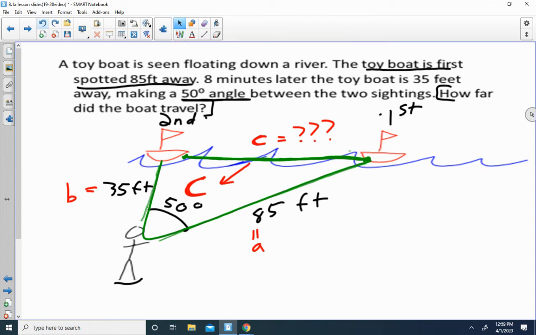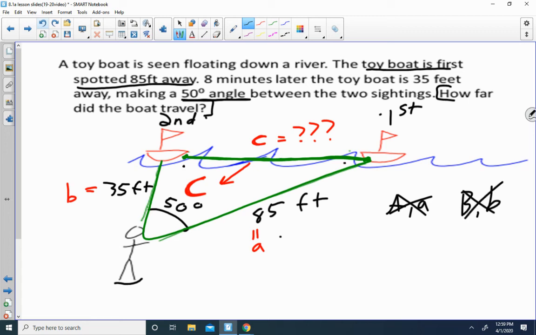Well, I guess I can start by seeing if I can use the law of sines. Let's see here. Do I have a pair of big A and little a? Well, I got a little a, but no big A. What about big B and little b? I got little b, but I don't have big B, so I can't use that. What about big C and little c? Well, I got big C, and little c is what I'm trying to find. So that means I can't use that. So law of sines is a no-go. That means I have to use the law of cosines.